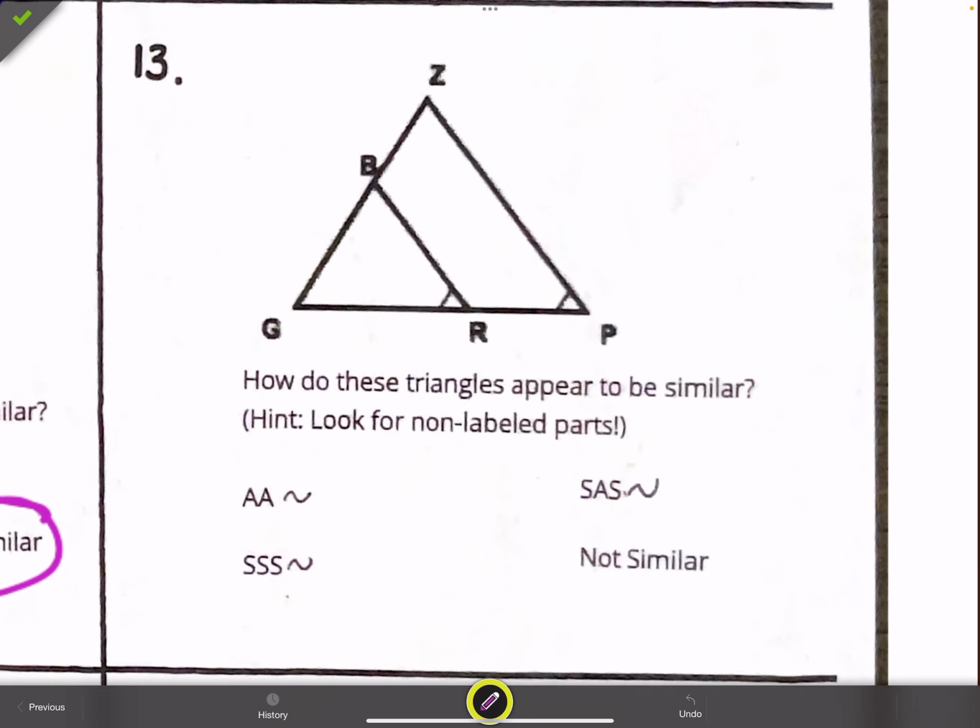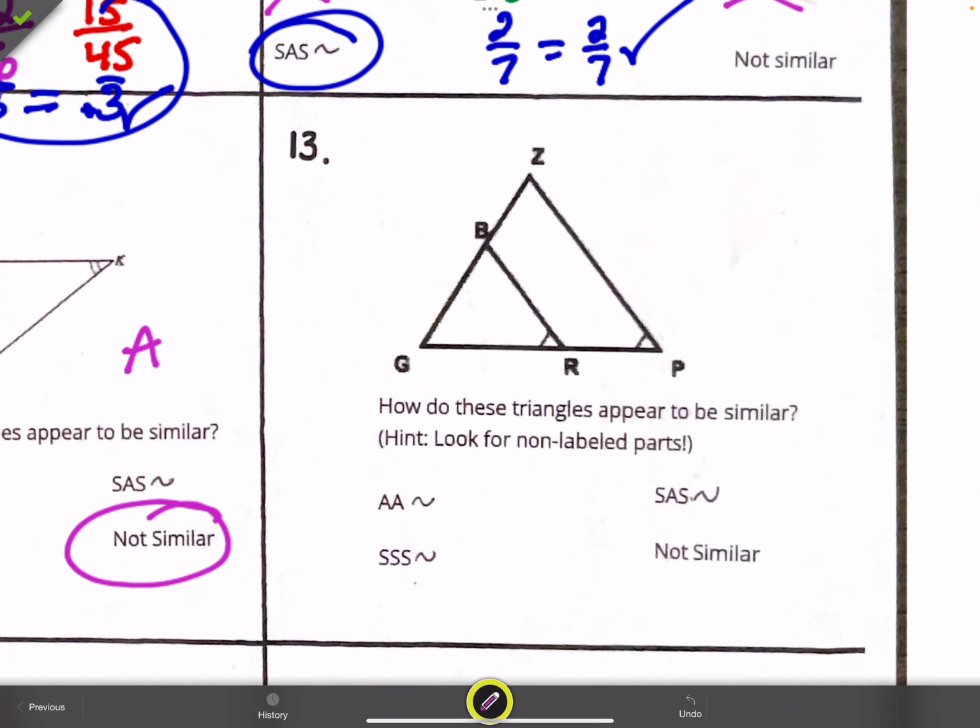All right, so this one always blows people's minds because they can't see the big triangle because the little triangle is part of the big triangle. So what I always tell people is redraw them, like separate. You got this itty bitty triangle right here, BGR, okay, but it's part of or on top of the bigger triangle, which is ZGP. So what do I say to people before you try to do anything is draw them separate.